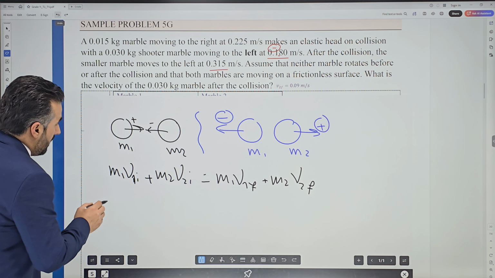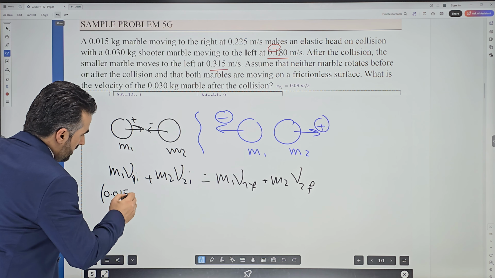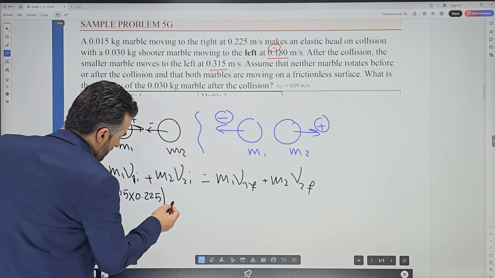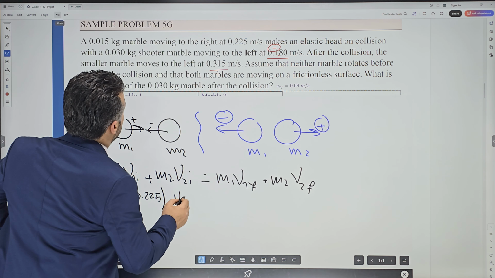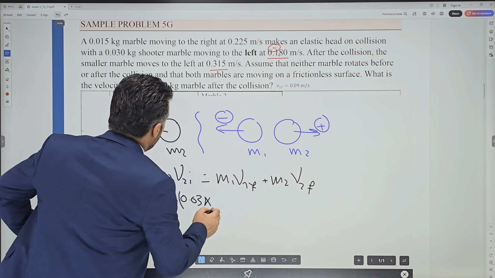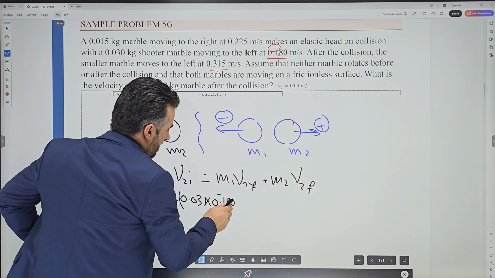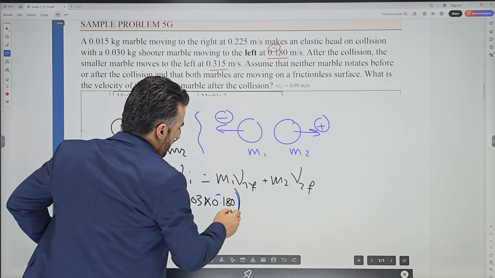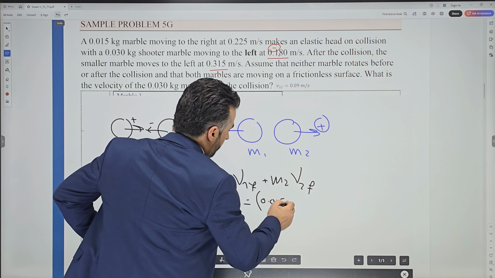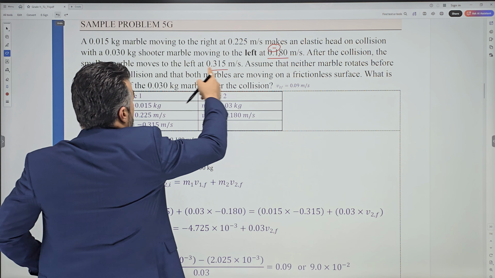The mass of the first marble is 0.015 times its velocity, 0.225 to the right, which is positive, plus the second mass, 0.03 kilogram, times its velocity, 0.18, because it's to the left, this is negative. Then it is equal to, once again, the first mass, 0.015, times the velocity after the collision, since the smaller marble moves to the left.